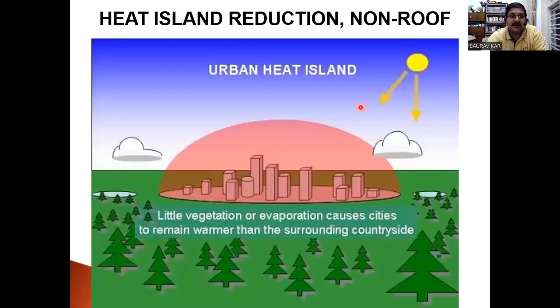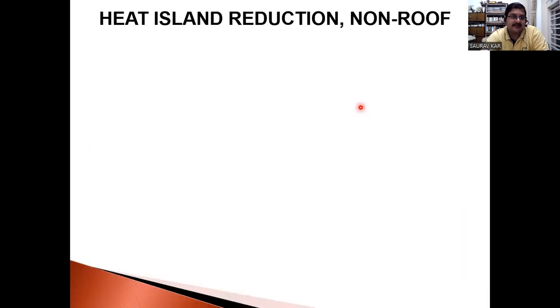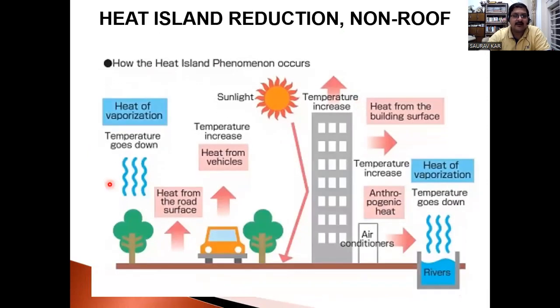Okay, so we can reduce the heat island like this. Another diagram here shows the heat island phenomenon occurring. How? From the trees, temperature goes down, due to heat of vaporization. Heat from the road surface, heat from the vehicles, obviously a big issue. The number of vehicles is increasing day by day, private vehicles on the road.